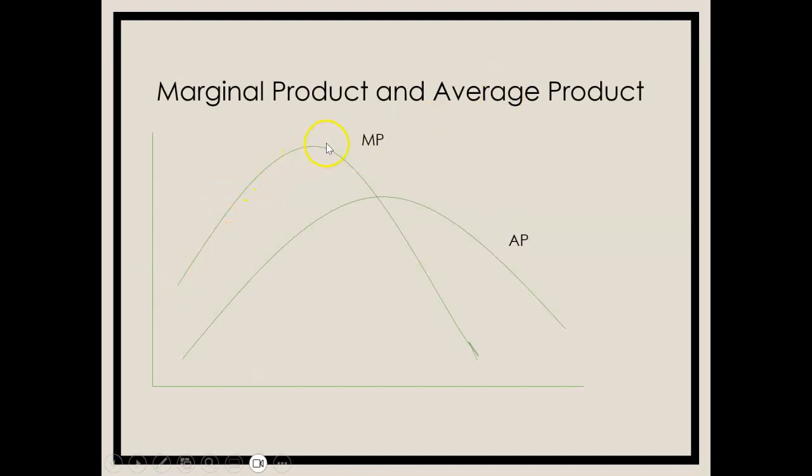Marginal product is greater than average product, average product is increasing. When marginal product is less than average product, average product is decreasing, and the marginal product curve passes through the maximum of the average product curve.